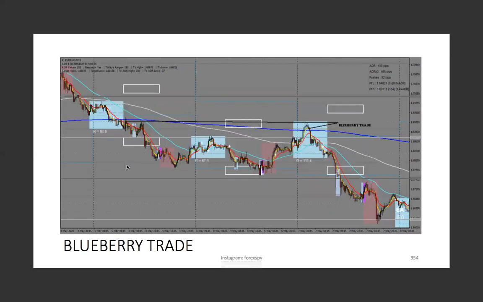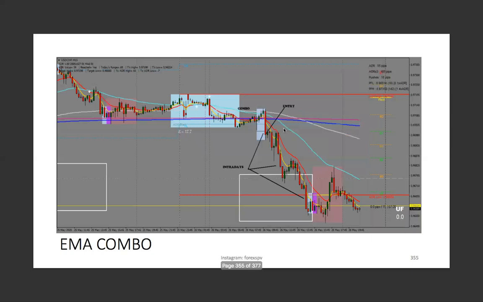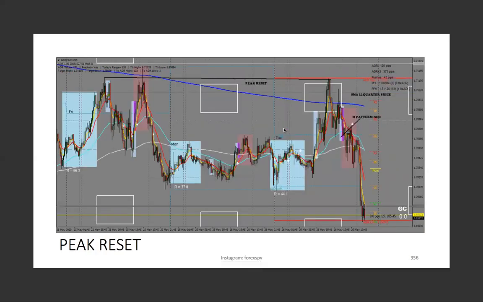This is basically a safety trade. And we have the blueberry trade, when price broke the blueberry and came for a retest. This was the first entry, and we have it here again. So that's a blueberry trade. We have the EMA combo trade, where the EMAs are close to each other and CDR is forming a pattern for you to trade away from the peak. We have peak resets. Peak resets are also peaks.